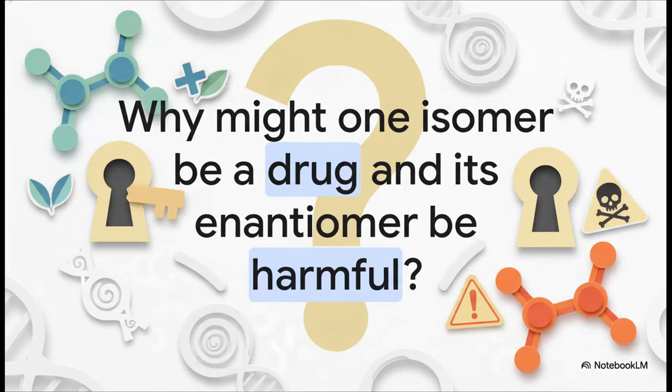So to finish up, I want to leave you with a thought that shows why this isn't just exam theory. It's actually a matter of life and death. You see, the receptors in our body are also chiral. They're like tiny, 3-dimensional locks. So think about this. Why might one enantiomer be the perfect key that fits the lock and acts as a life-saving drug, while its mirror image twin is completely useless, or even worse, harmful? It's a really powerful reminder of just how much a molecule's 3D shape truly matters.